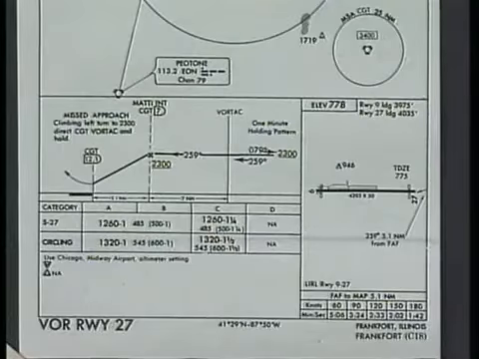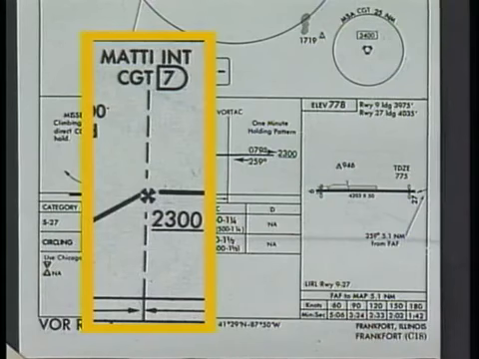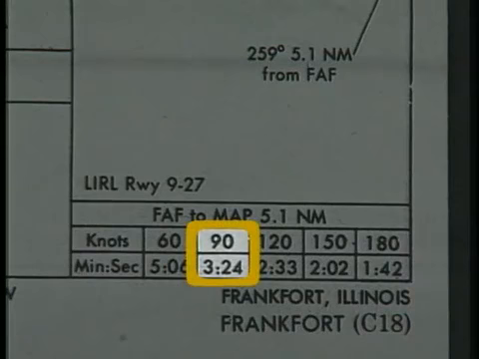Now let's look at another chart that has timing information. Many VOR approaches require you to determine the missed approach point through timing. In this example, if DME is unavailable, you should begin timing once you reach the final approach fix at Maddie intersection. At a ground speed of 90 knots, you'll reach the missed approach point in 3 minutes and 24 seconds.